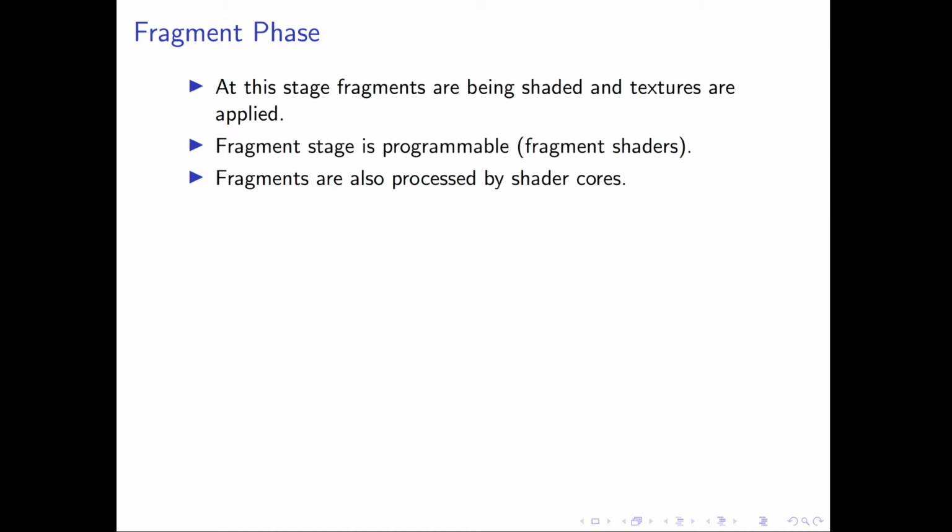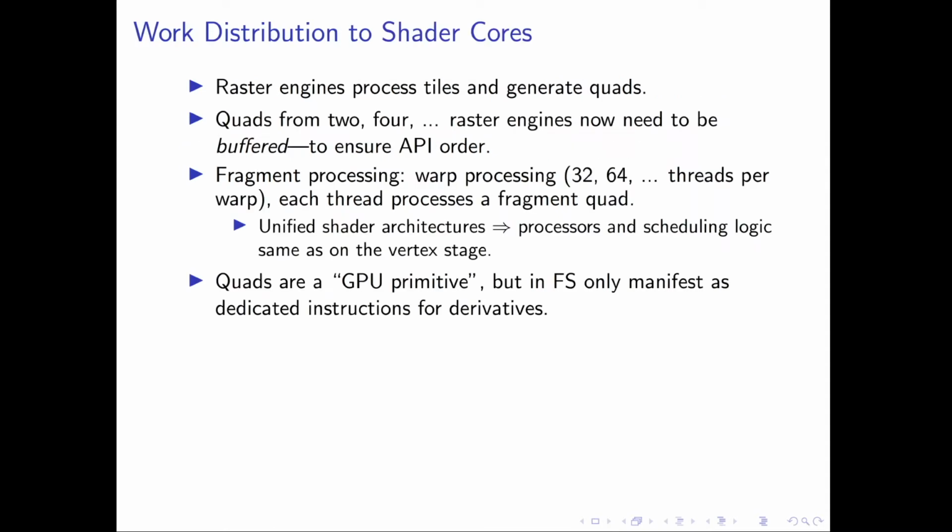So we have basically massive parallelism, and that massive parallelism now carries over to the fragment stage. Only the data that we process on the fragment stage is a bit different. The data that we work on is just the fragments that were generated by the raster engines. And this is actually the most important part about the fragment stage, that it is another massively parallel stage that goes through those unified shader processors, processors that can handle both vertices and fragments.